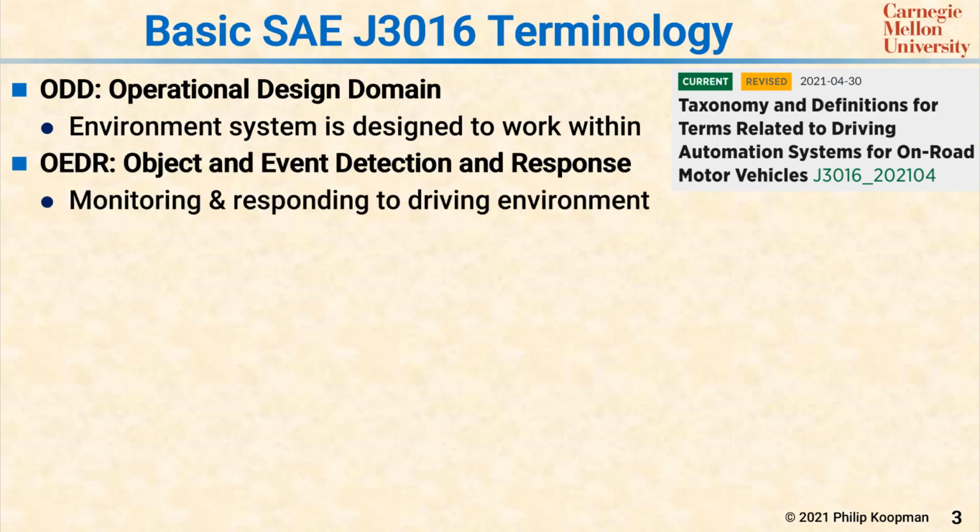OEDR, Object and Event Detection and Response. This is generally the idea that the vehicle is looking at what's happening around it and planning responses to it. That includes not only the roadway environment, but also other objects such as other vehicles, vulnerable road users, and so on.